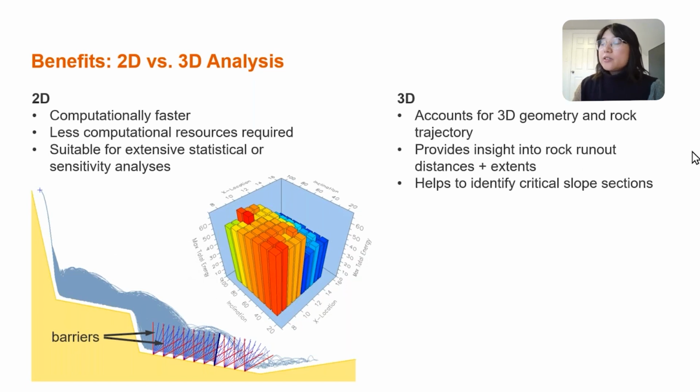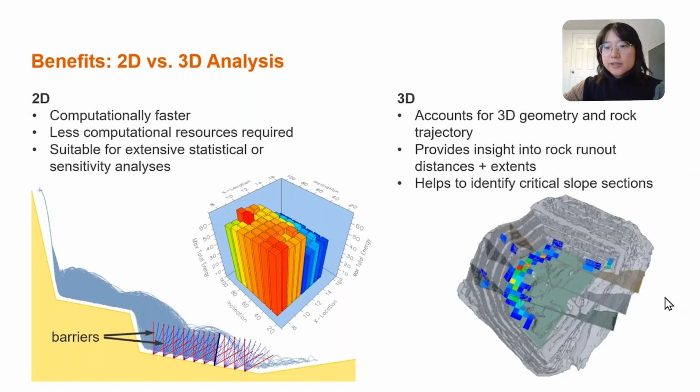Now, the benefit of 3D simulation is that it can account for the 3D nature of the slope geometry and rock trajectories. So we know that rockfalls are typically never confined to a 2D plane. The 3D analysis can also provide insight into the rock runout distances as well as the lateral extents, which in 3D can be visualized as a heat map of the rock end locations, as shown on the right here.